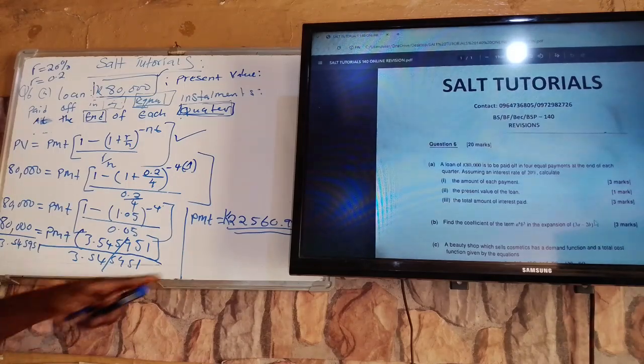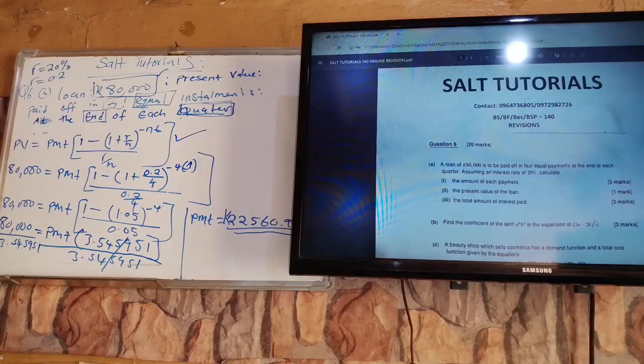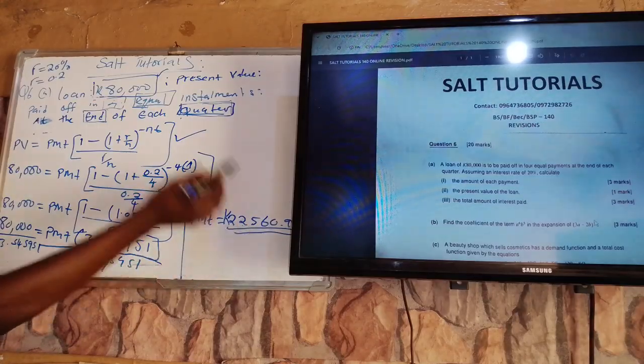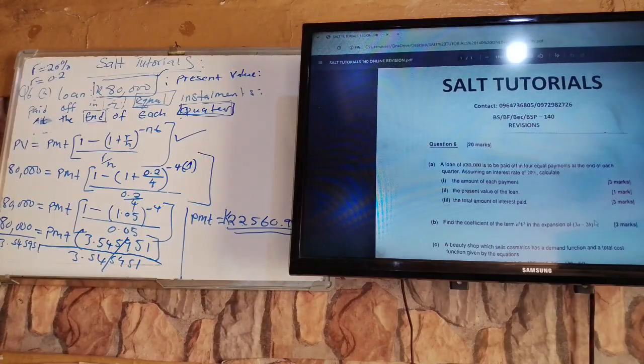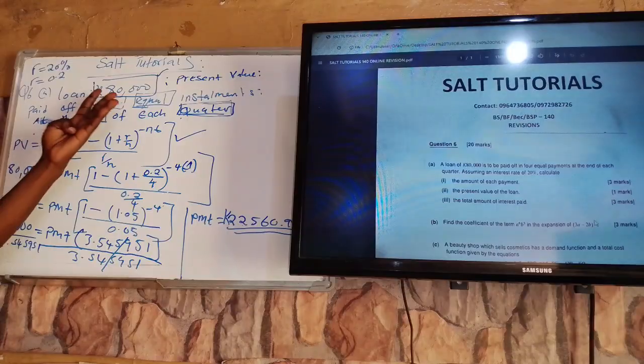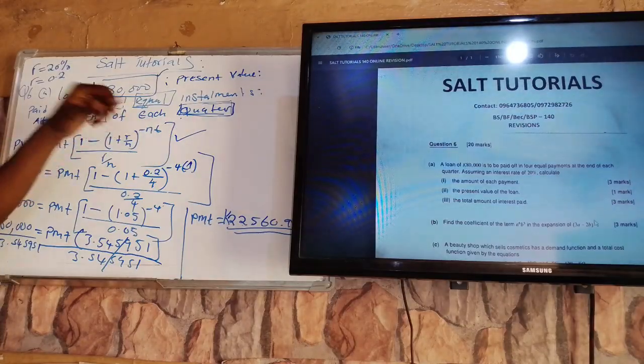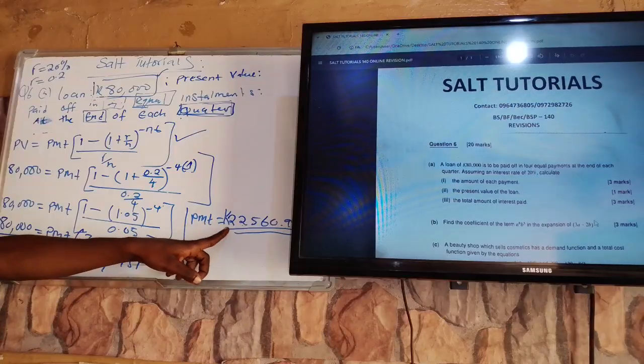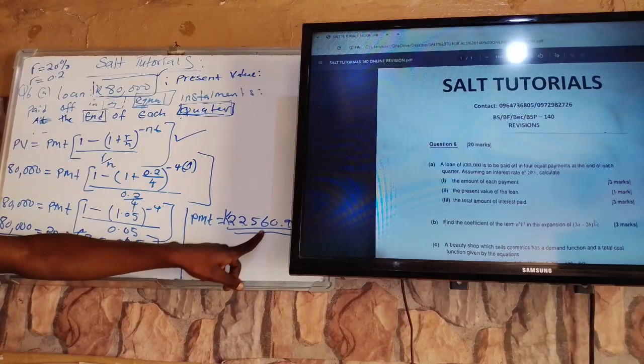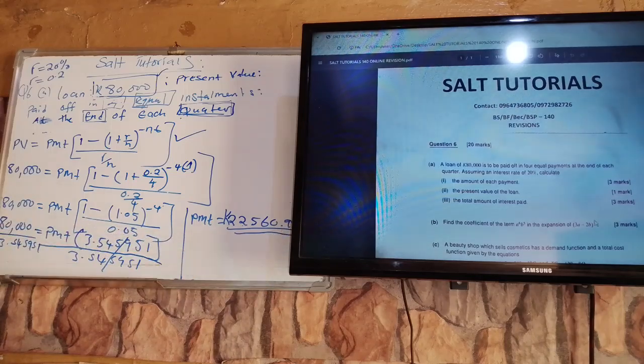So the payment made every quarter will be 22,560.95. That's the first answer on question A, which says find the amount of each payment. So each payment, in 4 equal installments paid after a quarter, after 3 months, you are going to be making a payment of 22,560.95. That's what you are going to have every 3 months. So question A has been handled.